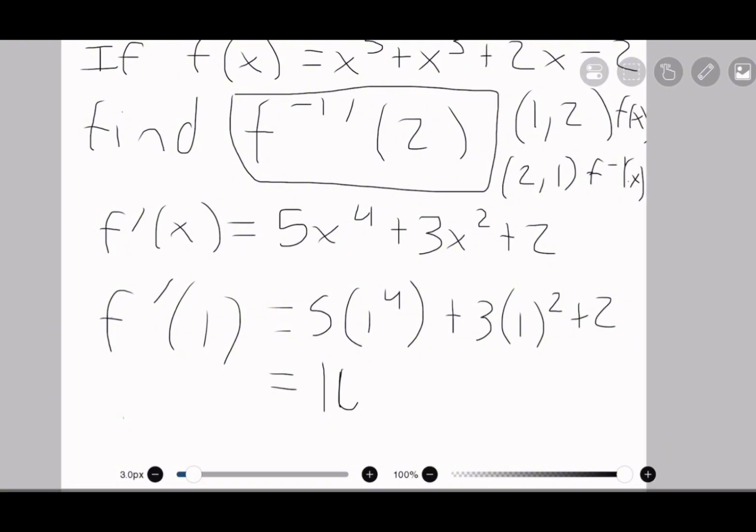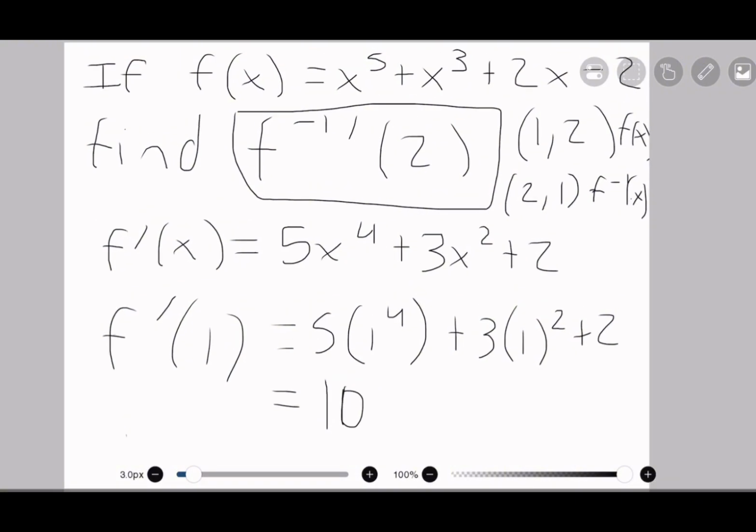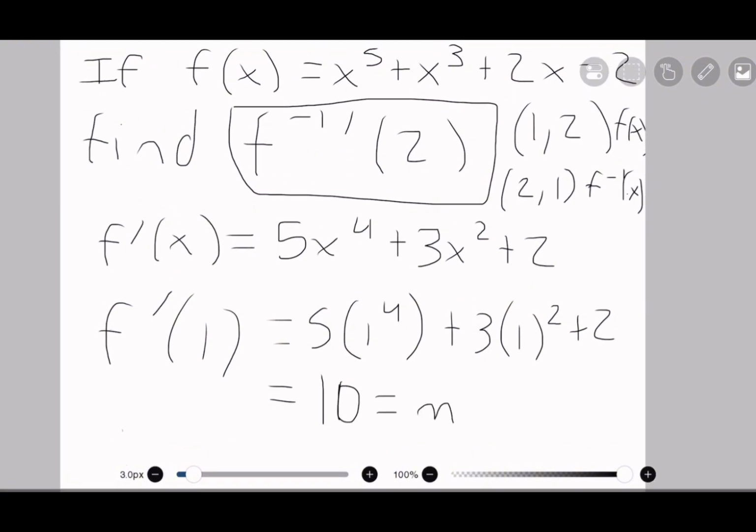So this is our slope of f of x. But we don't want to find f of x, we want to find the inverse. To find the inverse, you need to use this formula. The formula you want to use for these kinds of problems, dealing with the derivatives of inverse functions, is going to be this: the inverse derivative of x equals 1 over f prime of the inverse of x.